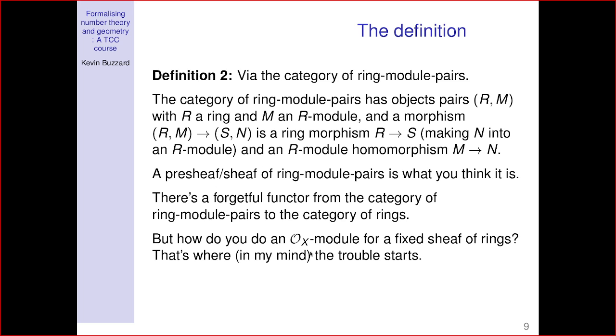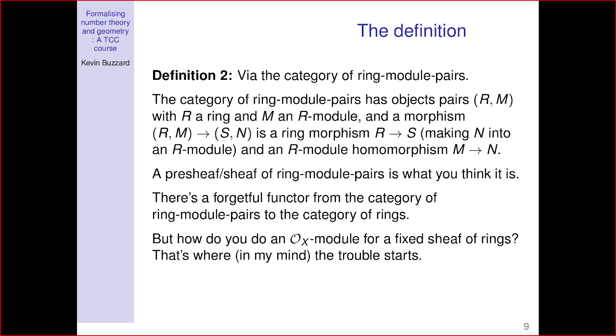So the problem with this setup is we want to do OX modules for that given sheaf of rings OX, right? We'll be able to have a sheaf of ring module pairs, and given that, we'll be able to make a sheaf of rings by just applying the forgetful functor. But then we'll want to say that that sheaf of rings that we've created from this sheaf of ring module pairs has got to equal OX. And equality of types is problematic in type theory. So you can either say, when you apply the forgetful functor, you get a sheaf of rings which is equal to the sheaf of rings we started with. And that sets up all sorts of warning signs.